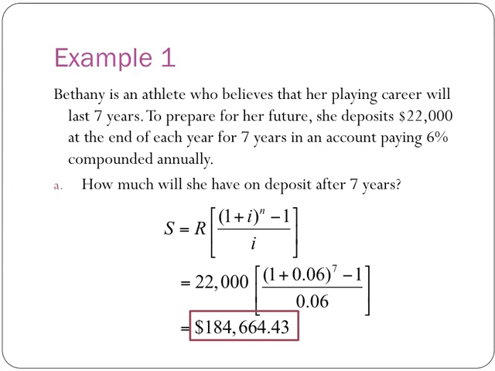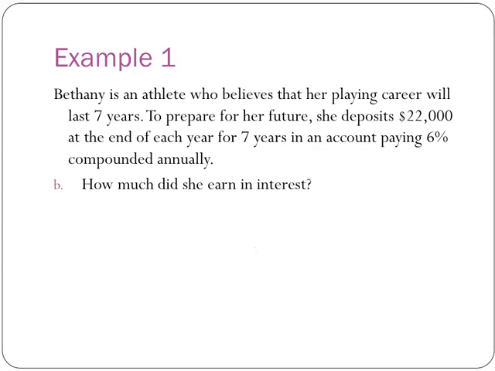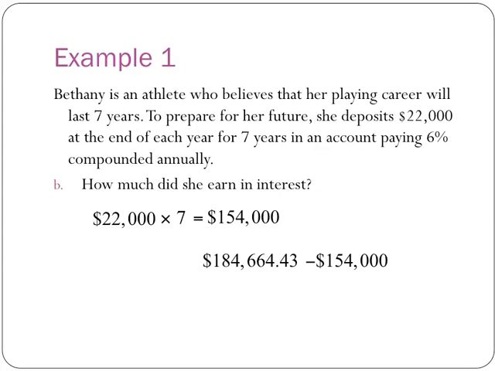Now, what might be the more interesting question is, how much of that is money that she actually put in versus money that she actually earned in interest? Well, we know that she deposits $22,000 7 times. So, to find how much she actually deposited, just simply do 22,000 times 7, and that gives us 154,000. If we subtract that from the total amount at the end of 7 years, that's going to give us the amount she earned in interest. And that comes out to be about $30,664.43.